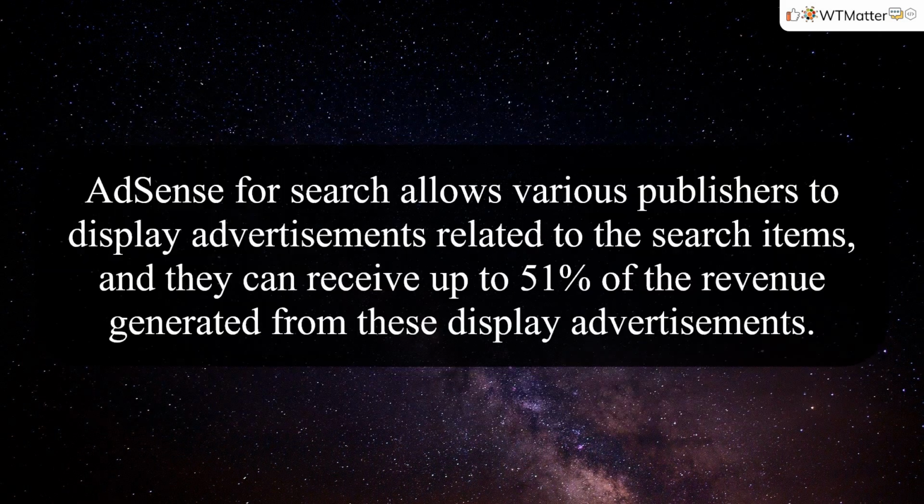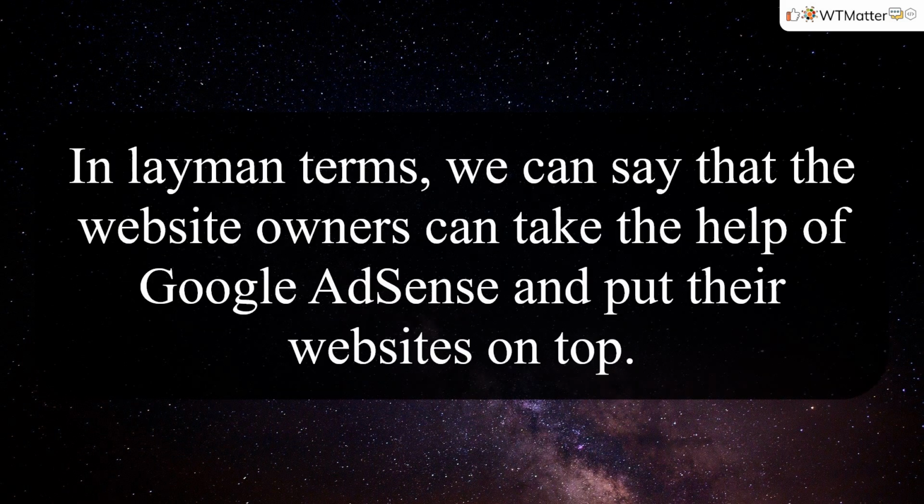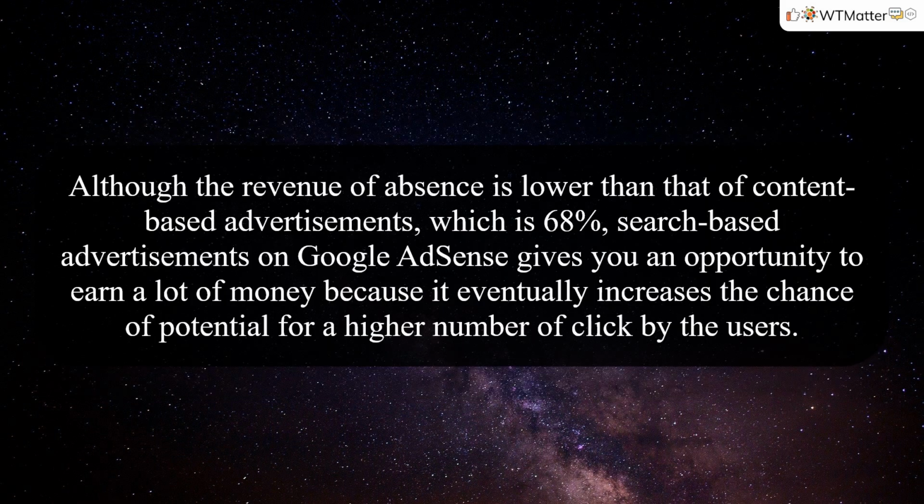Search. AdSense for Search allows various publishers to display advertisements related to the search items, and they can receive up to 51% of the revenue generated from these display advertisements. In layman's terms, we can say that website owners can take the help of Google AdSense and put their websites on top. Although the revenue of AdSense for Search is lower than that of content-based advertisements, which is 68%, search-based advertisements on Google AdSense give you an opportunity to earn a lot of money because it eventually increases the potential for a higher number of clicks by the users.